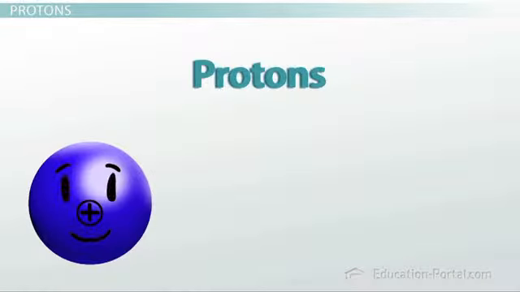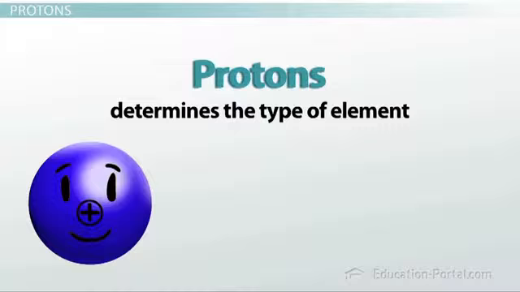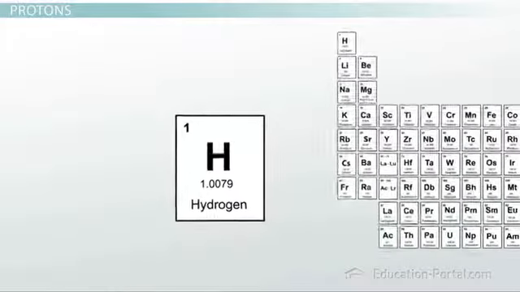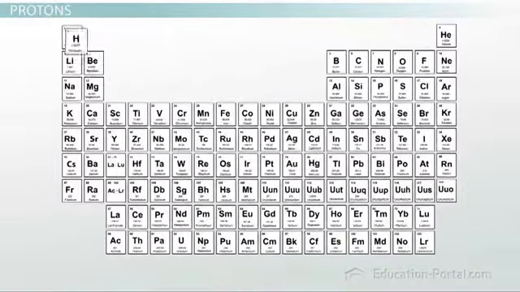Protons are probably one of the single most important parts of an atom. The number of protons an atom has determines what type of element it is. For example, all elements that have only one proton are going to be atoms of hydrogen. Find hydrogen at the top left side of your periodic table.